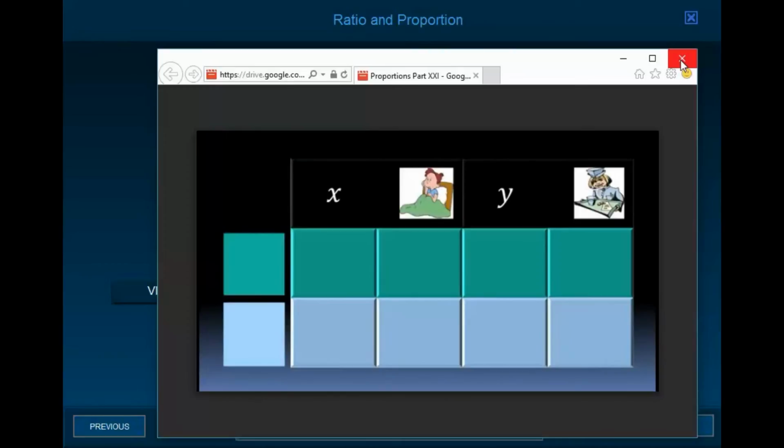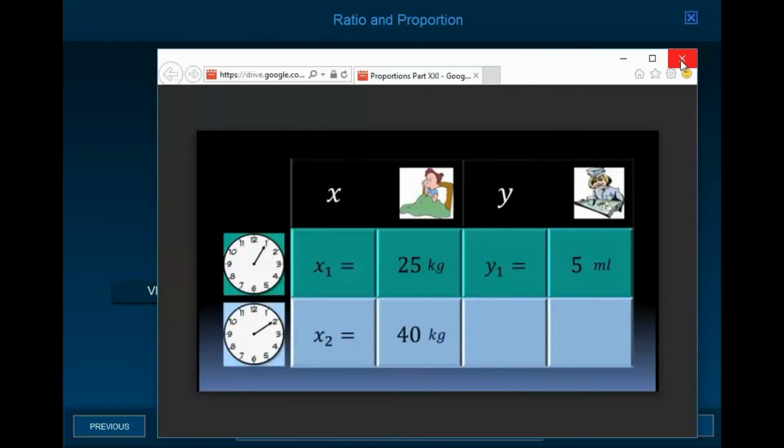And we can say, if at a first point in time, a patient that weighs 25 kilograms requires 5 milliliters of medicine, then at a second point in time, a patient that weighs 40 kilograms requires 8 milliliters of medicine.